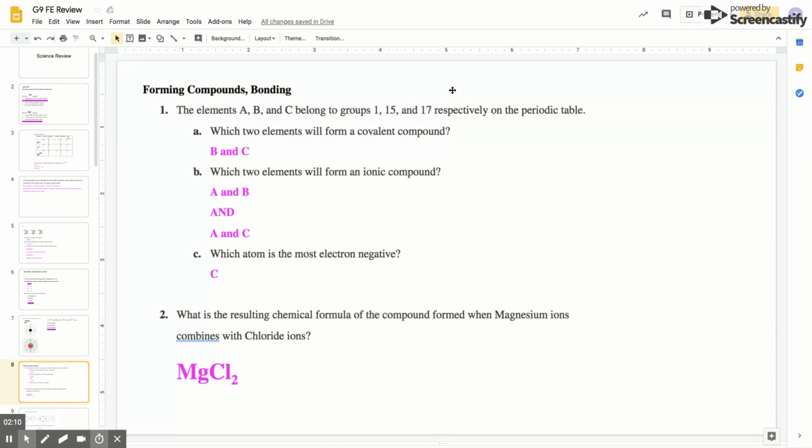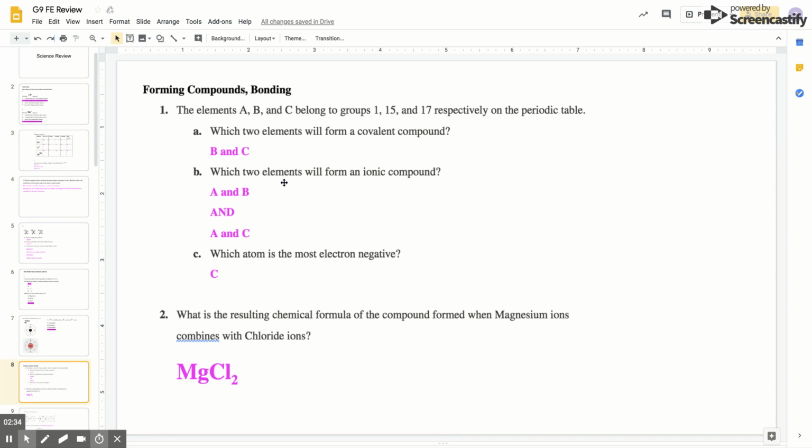So nonmetals, first thing we need to understand is that nonmetals will always form a negative ion. Group 17, the same thing is going to happen here. Group 17 only needs to gain one electron, and once it gains that one electron, it becomes a stable ion, and therefore it's also a nonmetal. So that helps us to answer question 1A. Which two elements would form a covalent compound? We know covalent compounds would only be formed between two nonmetals, and therefore we're looking at B and C.